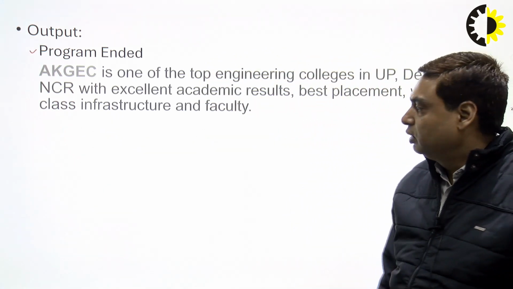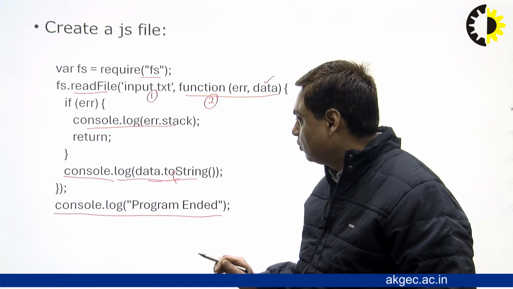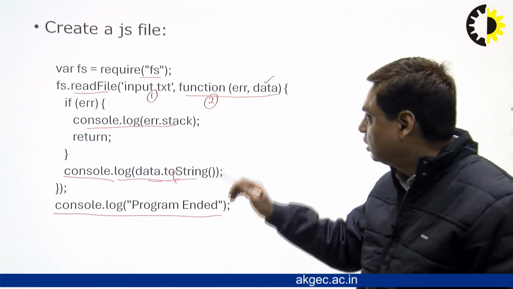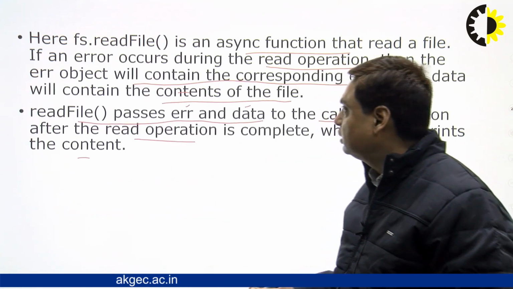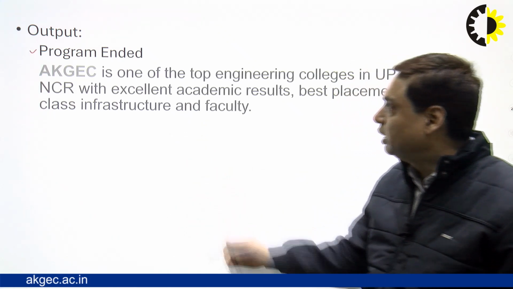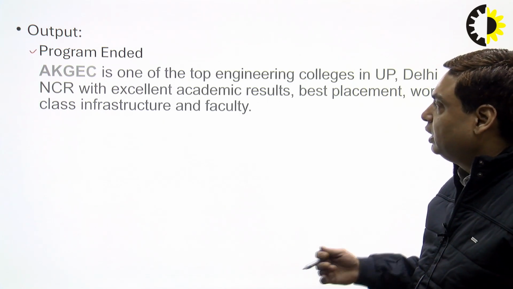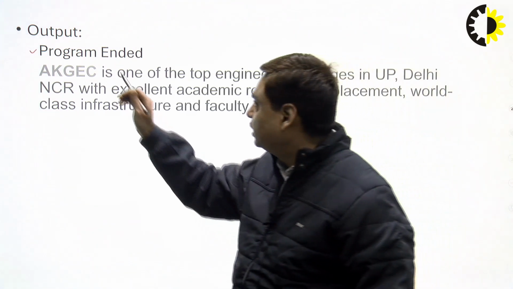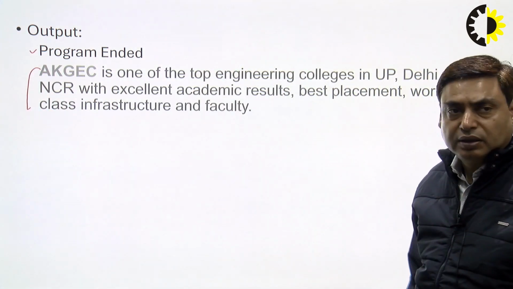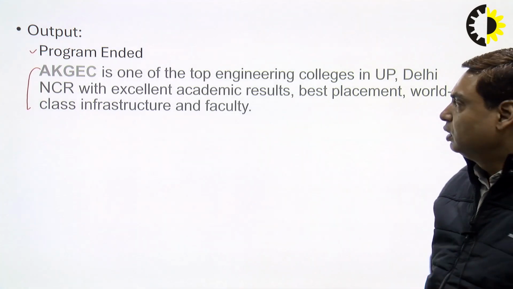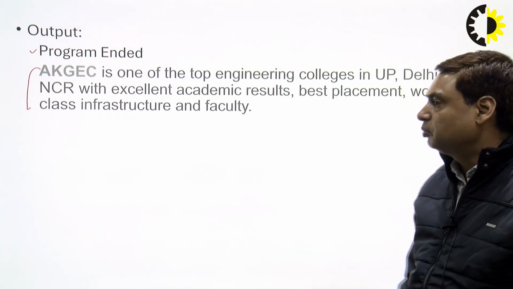So program ended. Here in this program, the callback function is running at the same time as this statement because this function is an asynchronous function. So the message program ended has been displayed first because it is running at the same time, and reading of the file takes some time. When the reading of the file has been completed, after displaying the message program ended, it displays the content of the file. This is possible only because of the asynchronous function, that is, one part of the program is running simultaneously with another part of the program.